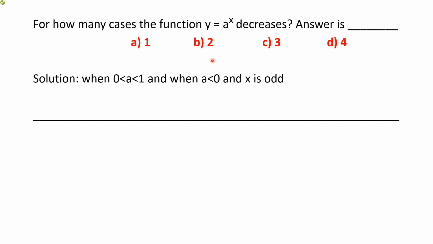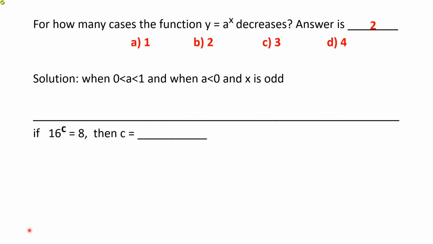The second case where the function decreases is when a is a negative value. That means the base is a negative value and x is an odd number. That's the second case, and you can go ahead and verify that. So we have two cases, and the answer is B. This is the answer, 2. Let's look at the next question.